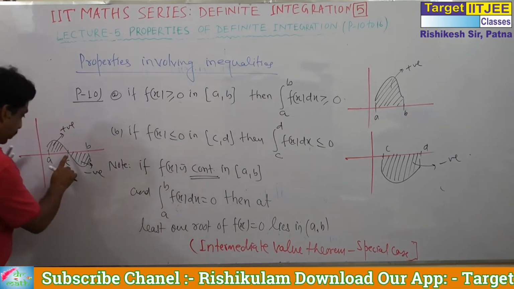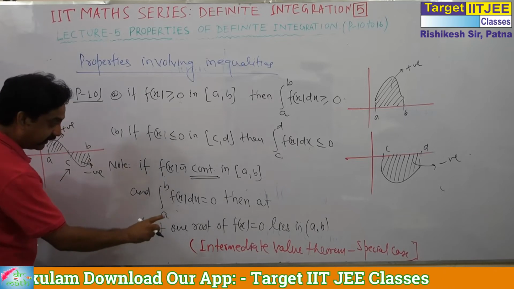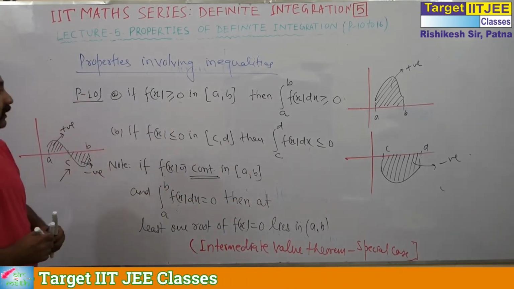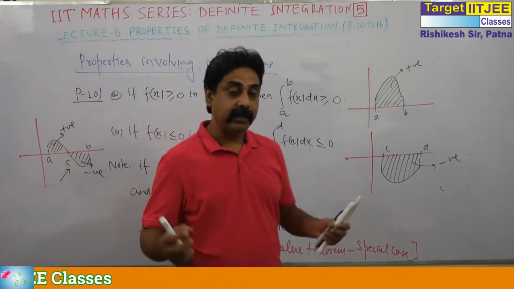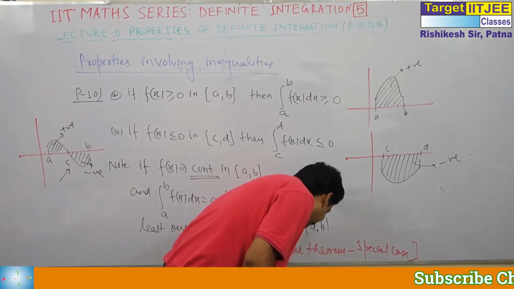So if this is the root, x equals some value, what I have written is that at least one root of f(x) equal to 0 lies in AB. I guess I have a very beautiful question on this. I think I have dealt with it once or twice. I just want to deal with that question.